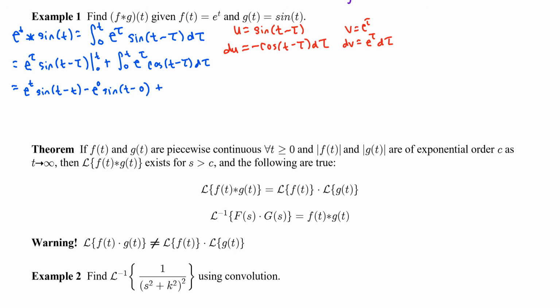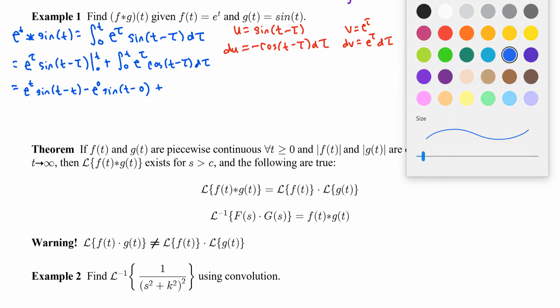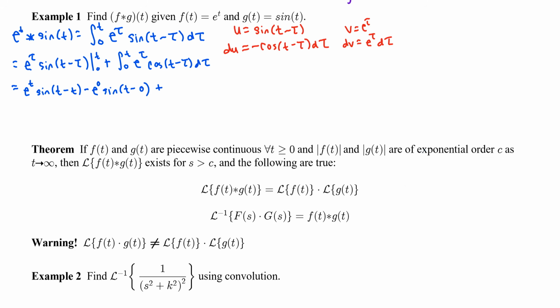Now, let's work on our second integral, again using integration by parts. This time, I'm going to choose u equal to cosine of t minus tau. Du then is the derivative of cosine, which is negative sine, times t minus tau, times the derivative of the argument, which is negative 1 d tau. Then again, we can choose for dv, e to the tau d tau, and v is e to the tau.